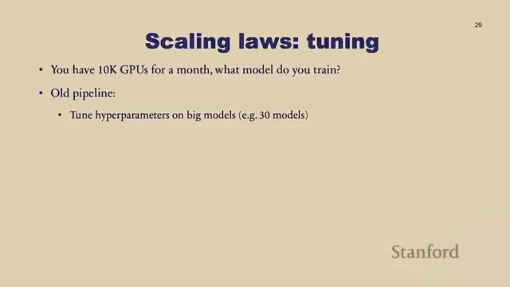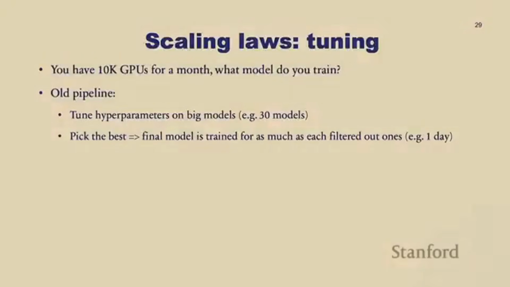The old pipeline was basically you tune hyperparameters on the big models. Let's say I have 30 days. I will train 30 models for 1 day each, pick the best one, and that will be the final model that I will use in production. That means the model I actually used was only trained for 1 day.